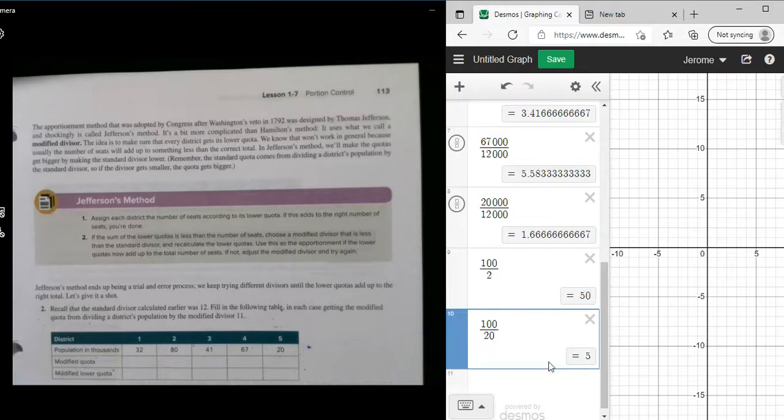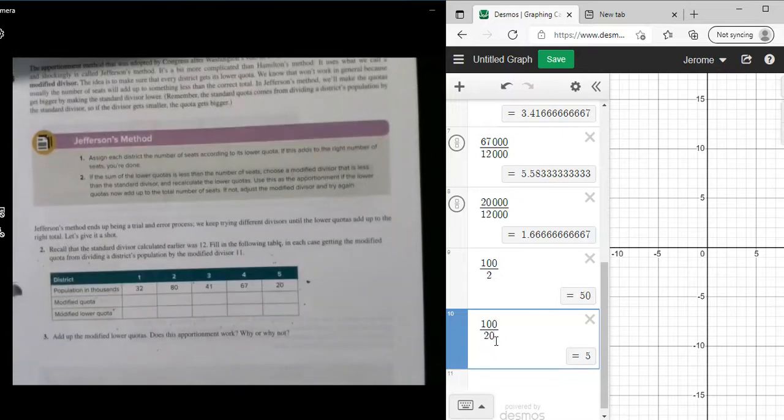So that's what they're basically saying here. If you need more seats, you're going to have to make the divisor smaller. If you need fewer seats, you have to make the divisor bigger. That's all they're saying. Now, Jefferson's method. Number 1, assign each district the number of seats according to its lower quota. If this adds to the right number of seats, you're done.